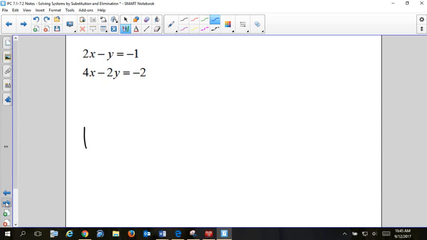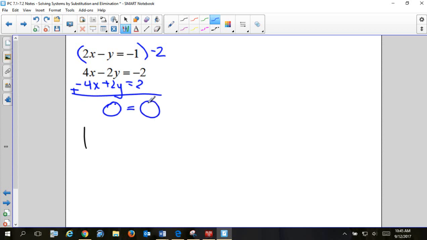This one is the one that has infinitely many. So I would do elimination. I'd multiply this top one by -2. I'd get -4x plus 2y equals 2. I'd add them up, and oh my gosh, my x's cancel and my y's cancel, so I get 0. And then on the other side, the number cancels too. So I get 0 equals 0. Everything totally canceled out. That means these are the same equation. There's infinitely many solutions.